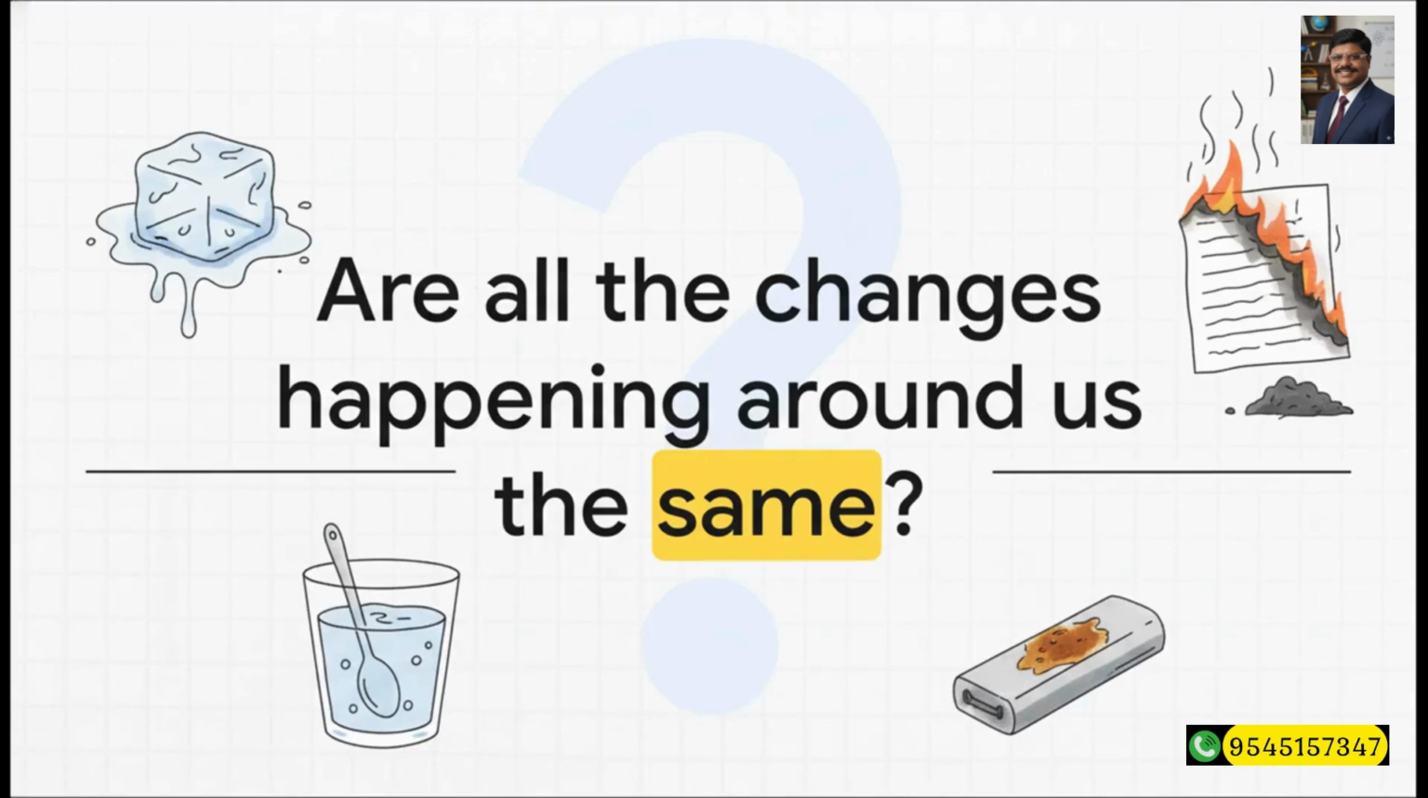Just take a look around you for a second. Think about ice melting in a glass. Now think about a piece of paper burning. They're both changing, right? But something just feels different about them, doesn't it? So what is it that makes them so different? Let's figure it out together.